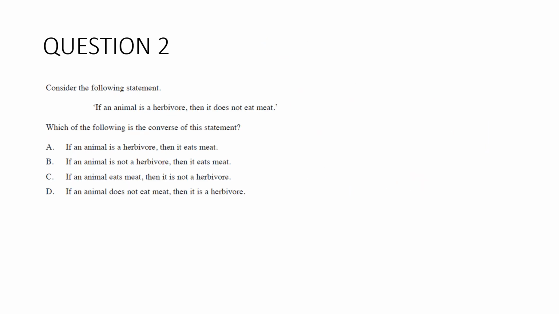Question 2, consider the following statement. If an animal is a herbivore, then it does not eat meat. Which of the following is the converse of this statement? Now remember, with the converse, we just switch these two around. So we want, if the animal does not eat meat, then the animal is a herbivore. And that is D.